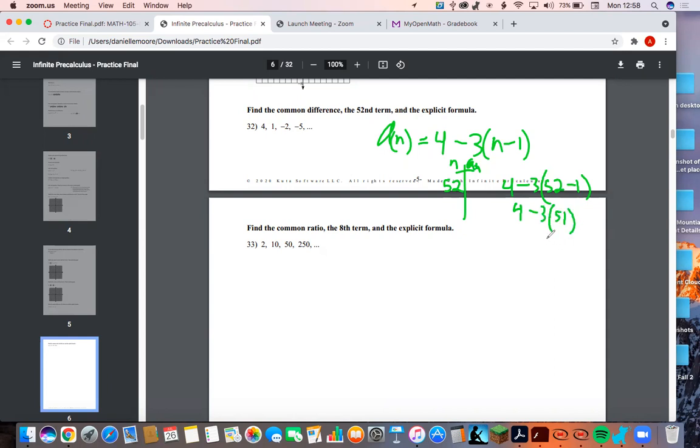I don't know what 3 times 51 is. It's going to be 153. So then 4 minus 153, and you've got yourself a negative 149 or something like that. And then that's what I'm getting for our 52nd term then. I plug in 52, I get out a sub 52 is a negative 149.